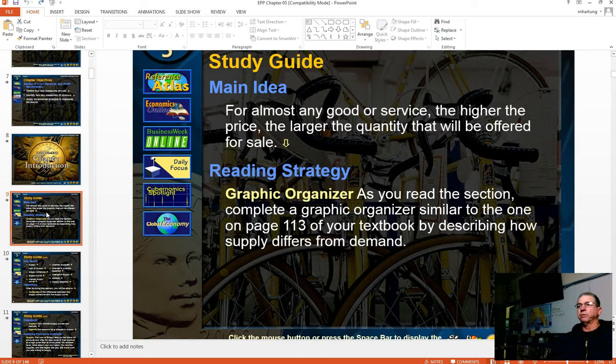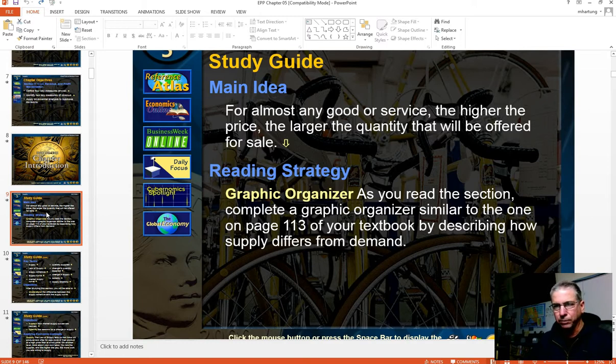For almost any good or service, the higher the price, the larger the quantity that will be offered for sale. So we have to look at it from a different viewpoint now. We have to look at it as though we're selling rather than buying. And when we sell things, naturally, we want to get as much money as we can for that particular product. And so suppliers are always looking to get the highest price. And if the price is high, they're going to supply more.